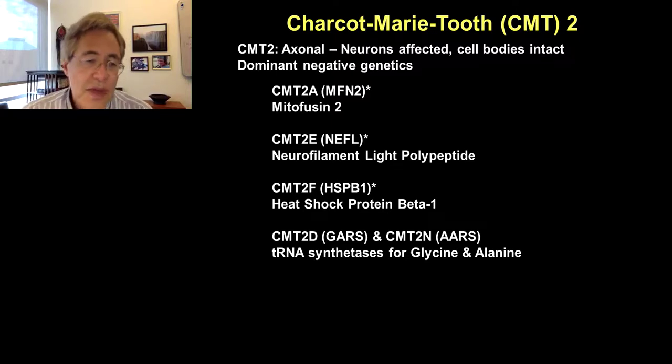So the genes that we're working on here are shown as mitofusin 2, neurofilament light chain polypeptide, heat shock protein 1B, and the tRNA synthetases, which can each result in a type of motor neuron disease, a loss of motor neurons sometimes, so that people end up requiring a wheelchair.